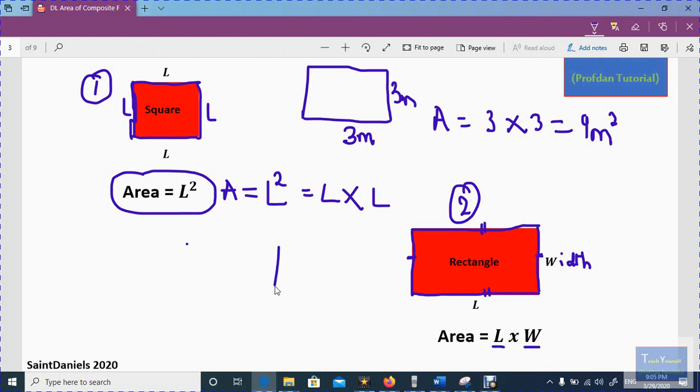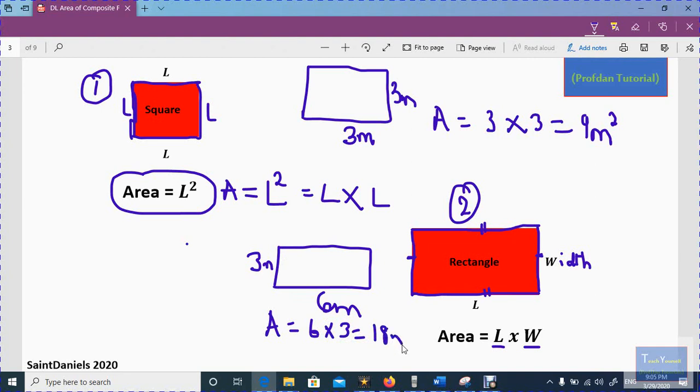As a quick example, if you have a rectangle and this is 6 meter, while this is 3 meter, what would be its area? Simply put, area equals the length, which is 6, times its width, which is 3. And this gives 18 meter squared. So this is just a quick review of how to find the area of basic shapes.